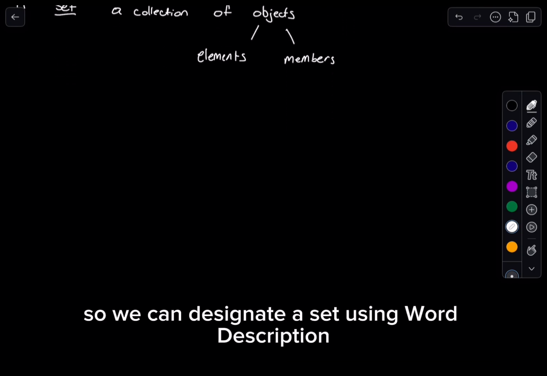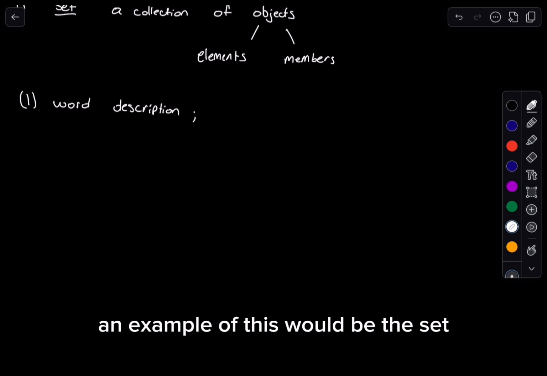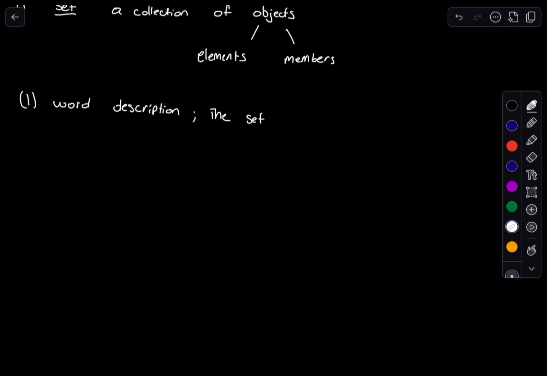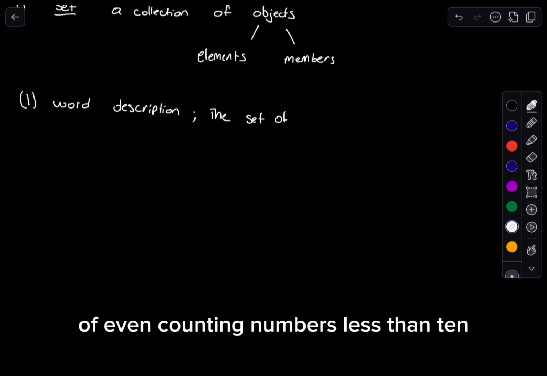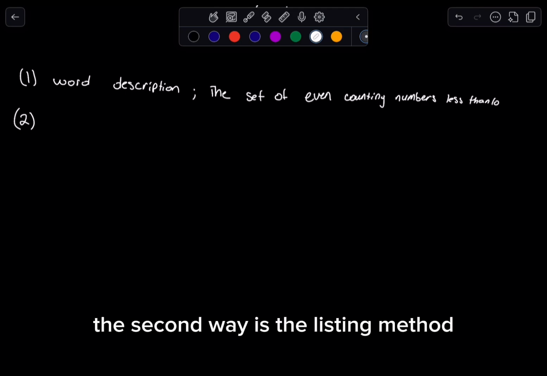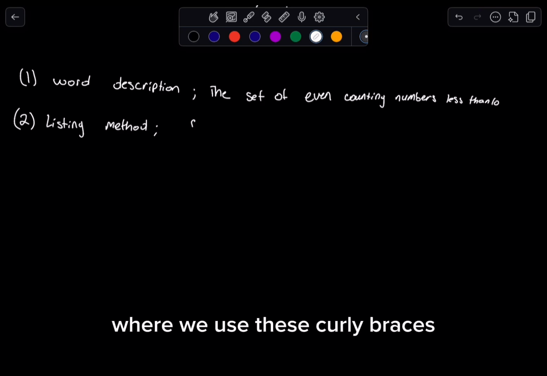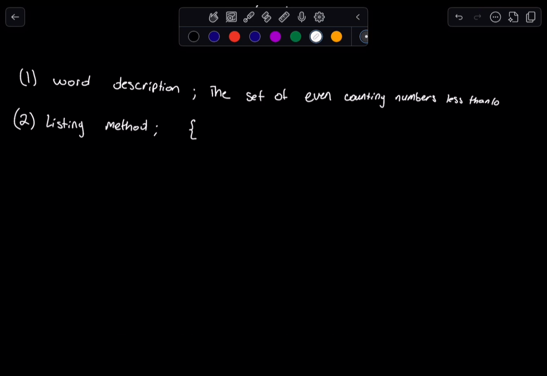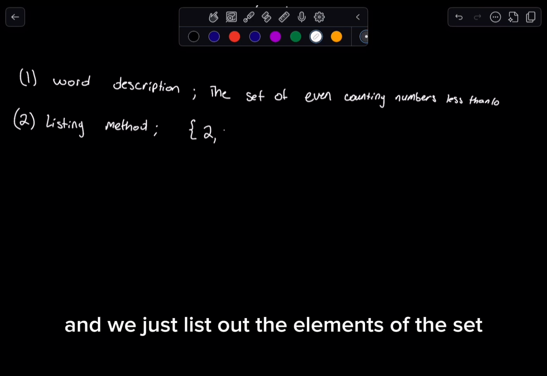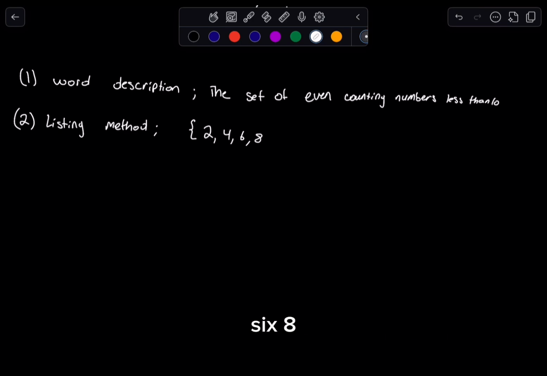So we can designate a set using the word description. An example of this would be the set of even counting numbers less than 10. The second way is the listing method, where we use these curly braces and we just list out the elements of the set. So 2, 4, 6, 8.